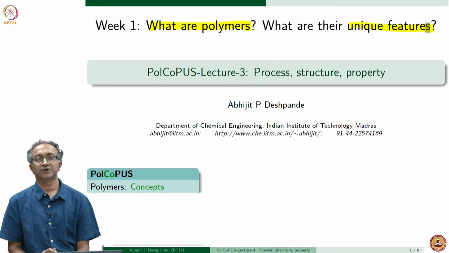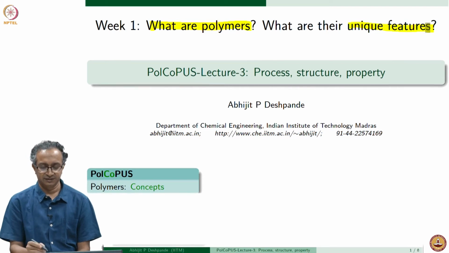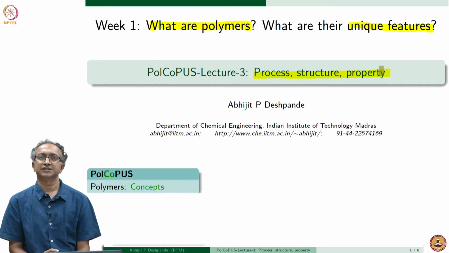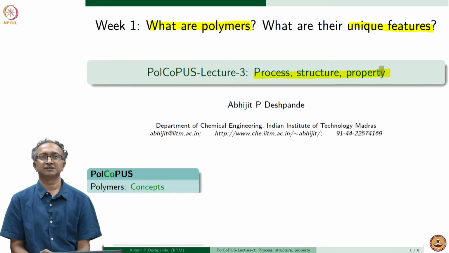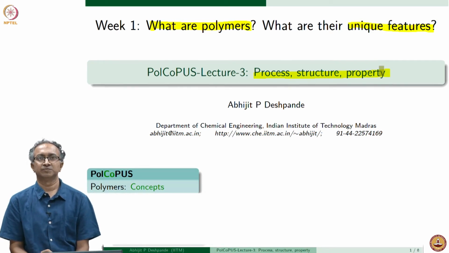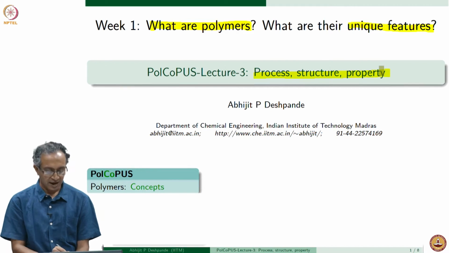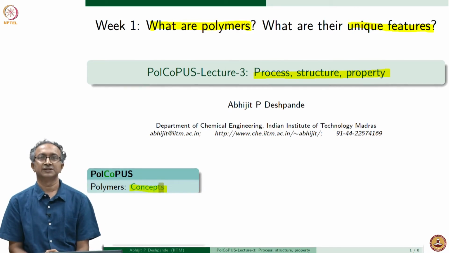structure of polymers. And in this lecture, we will look at the essential relations which are there in polymers, which are called process structure property relations. So what do we mean by structure, what do we mean by process, and what do we mean by properties, and how they are all interrelated will be the learning from this particular lecture. And the focus in this lecture will be on concepts.